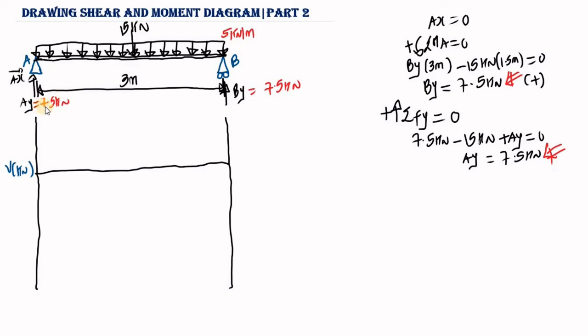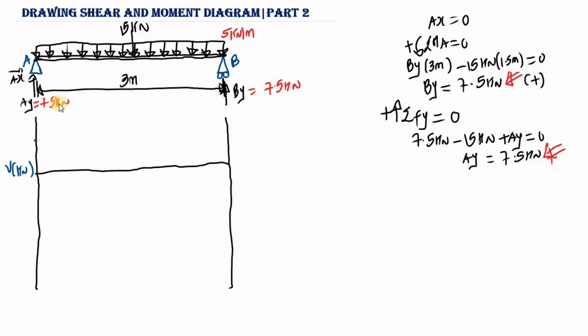From the left side, we have AY equal to 7.5 kilonewton, and this force is acting upward. So we are going to move 7.5 kilonewton upward. This is how you do it. You start from the left, you take a look at the support reaction. Because we don't have any horizontal reaction here, we don't bother about that. We just take a look at the vertical reaction. We have 7.5 kilonewton acting upward, so we are going to move 7.5 kilonewton upward. Take note of that.